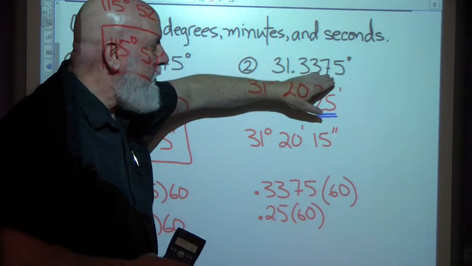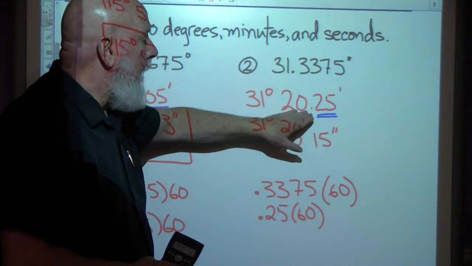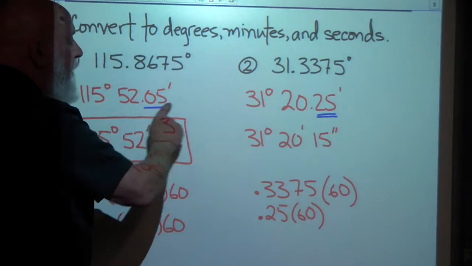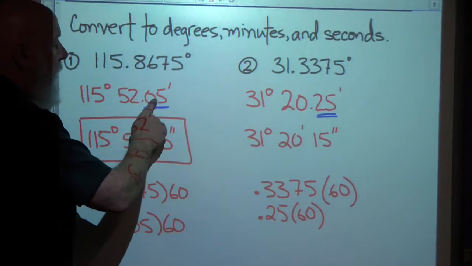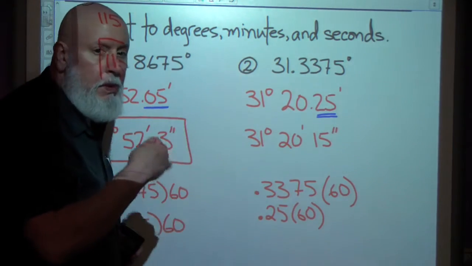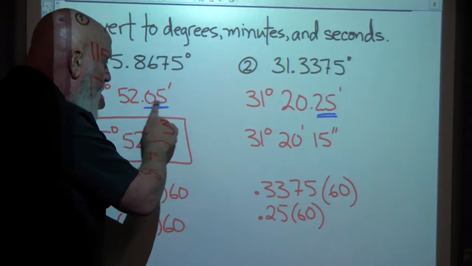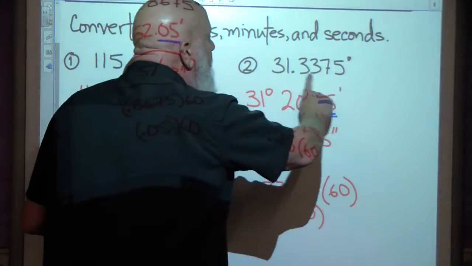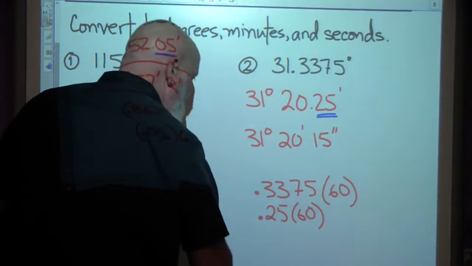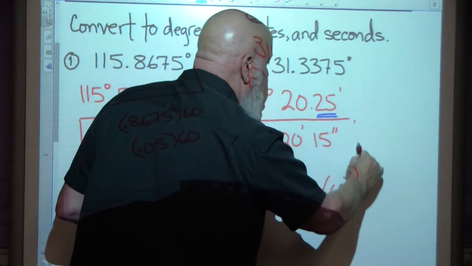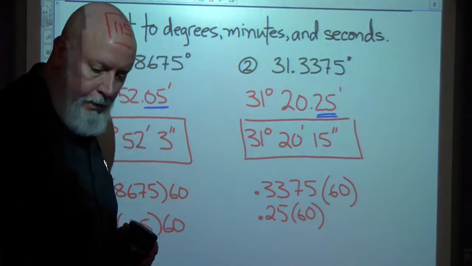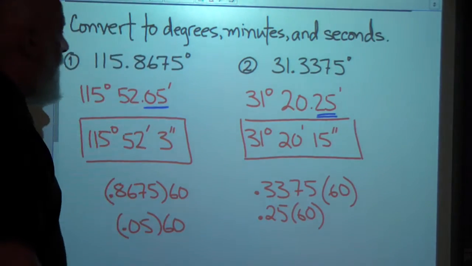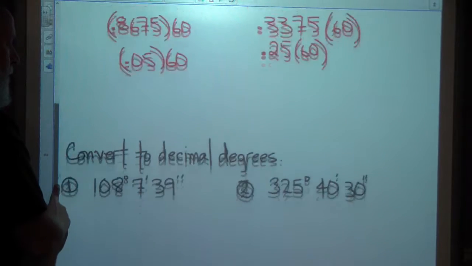So 31.3375 degrees, we multiply this part by 60, and then we multiply this decimal part by 60 again. So this little bit I've got underlined in blue, these have been multiplied by 60 twice. So they've been multiplied by 60 times 60, which is 3,600. This little bit and this little bit. Okay. And there's our conversion. And hopefully I haven't messed that up. Let's see. 31 degrees, 20 minutes, 15 seconds. Yay! All right.